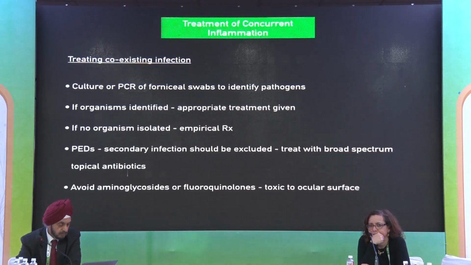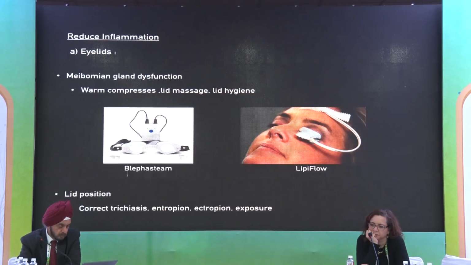If no organism is isolated, then a broad spectrum antibiotic topical is advised just to cover all the possible flora. If persistent epithelial defects are there, then one should always consider that there is an underlying secondary infection, and again broad spectrum antibiotics are advised in these cases. And when we are giving any antibiotics to treat infections, we must take care that we are not giving any ocular surface toxic antibiotics like aminoglycosides or fluoroquinolones, which can worsen the epithelium.